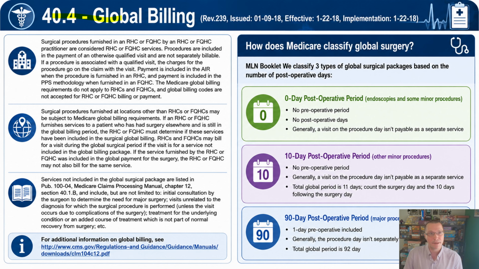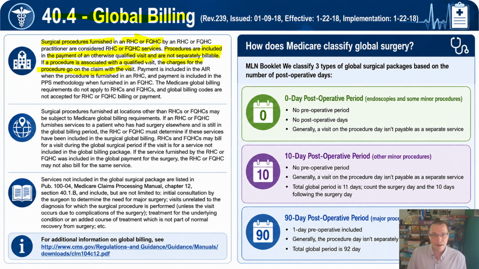The main guideline to be aware of when it comes to this is Guideline 40.4 Global Billing Guidelines. You can find this in Chapter 9 of the CMS Handbook, and we'll break down each of these main paragraphs here for what's important about this. This first paragraph is about surgical procedures furnished in your FQHC by your providers. The key note that it states here is procedures are included in the payment of otherwise qualified visits and are not separately payable. If the procedure is associated with a qualifying visit, then the charges for the procedure go on the claim with that visit.